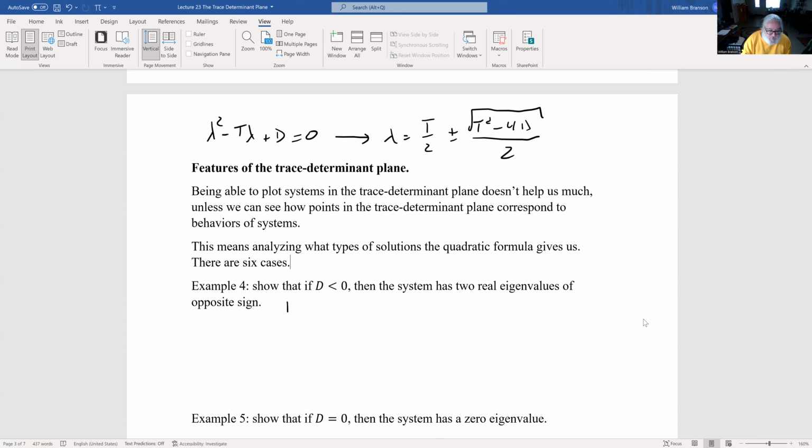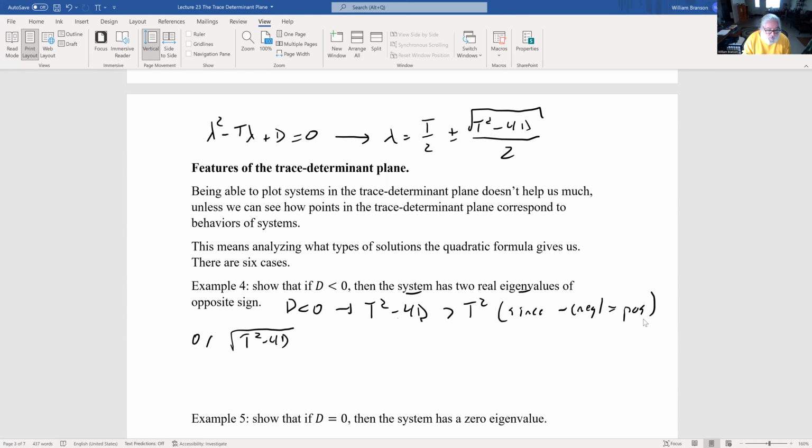So what can we say about this? If d is less than 0, the system has two real eigenvalues of opposite sign. Why is that? Well, if d is less than 0, that means t squared minus 4d is actually greater than t squared. If d is negative, we're actually adding and subtracting a negative, which means we're adding something. So this is going to be a number that's bigger than t squared. What that means is that the square root of t squared minus 4d is going to be greater than the absolute value of t.